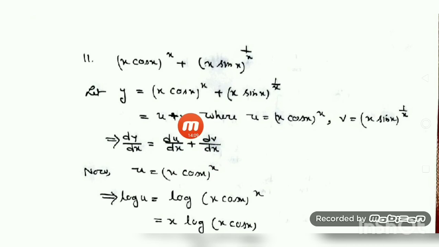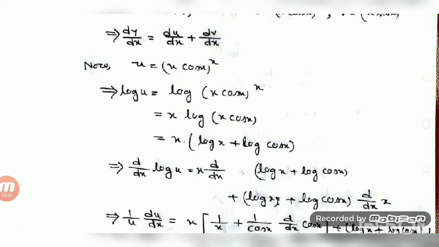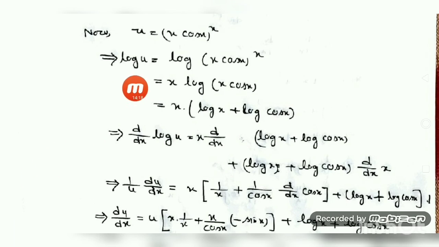For that purpose, I write down what u is. u is (x cos x)^x. As the power is a variable, we take logarithm on both sides. log u = log (x cos x)^x. Then the power can be written as a product in logarithm: x log(x cos x). This is the log of a product of two functions, log(mn) = log m + log n, so it is x times (log x + log cos x).